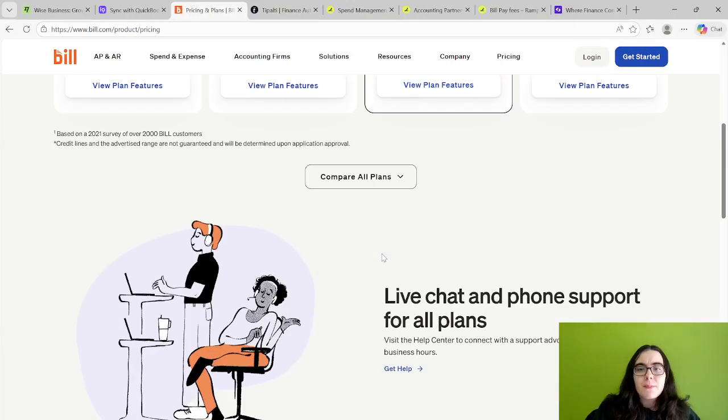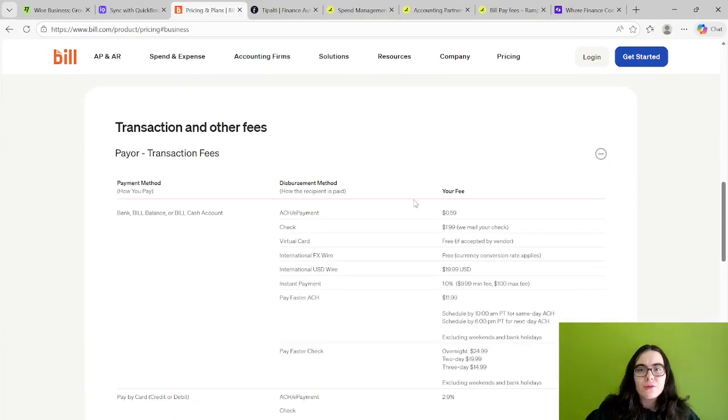The other thing I wanted to mention is that they do charge for ACH transactions. It's 59 cents per transfer, which is pretty low, really, but that does add up over time. And compared to Melio, which had unlimited free ACH, it may be kind of a drawback. So that's what to know about Bill.